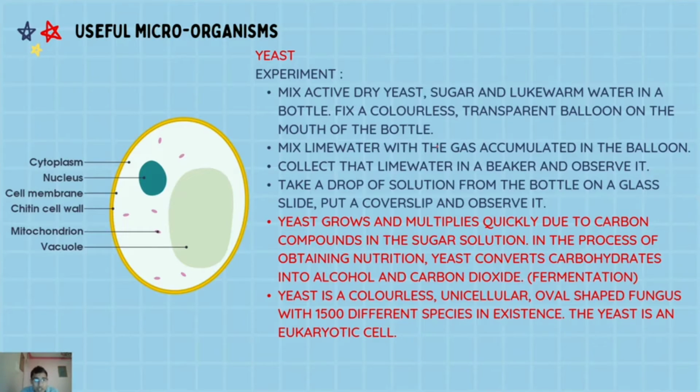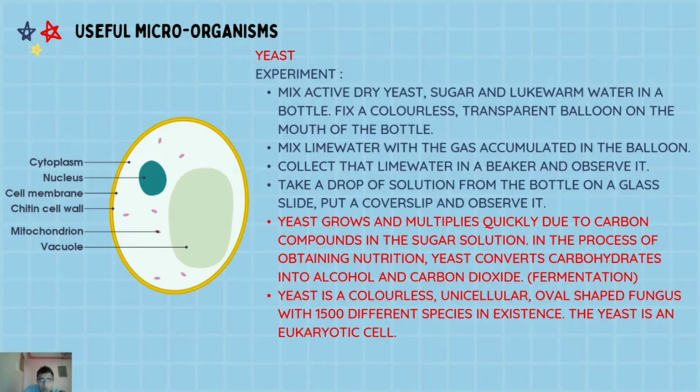So the next procedure is we have to mix that gas with the lime water, and let us see what will happen if we mix the gas in the lime water. This will be our first observation. Then we have to collect that lime water in a beaker and observe it. Then another procedure is take a drop of solution from the bottle on a glass slide, put a cover slip, and observe it. So in this experiment we have to observe two different procedures, and we have to try to understand our observations.